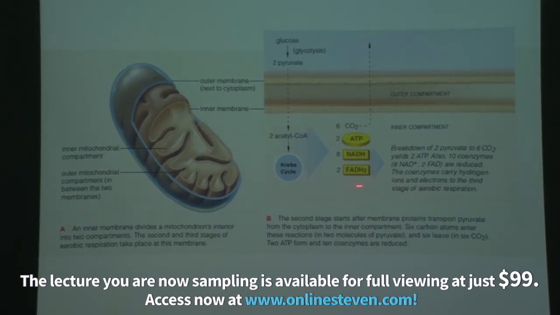So these NADH and FADH2 go along to the next step, which is the electron transport, on the membrane of the matrix. And then CO2 escapes, diffusing out of the mitochondria.